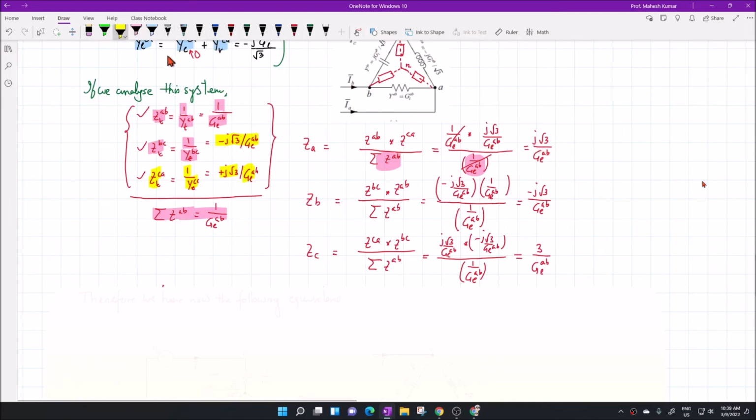So this is the value of ZA, and then we find the value of ZB as minus J root 3 by GLAB, and then ZC, which is 3 by GLAB. So now we know the total impedance of loads for phase A, phase B, phase C in a star connected configuration.